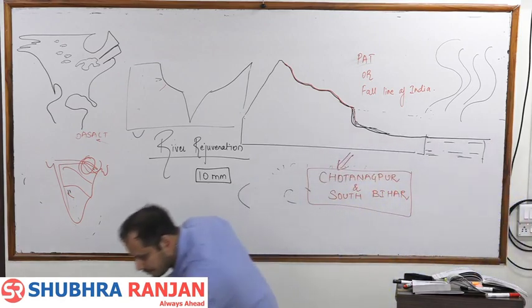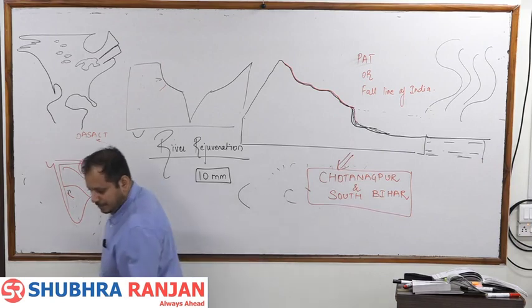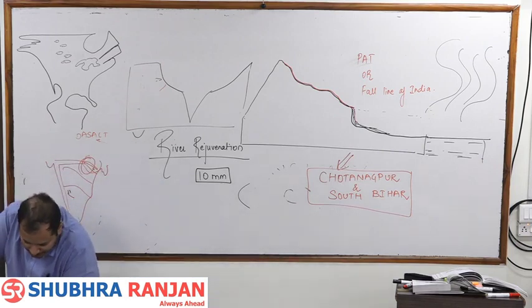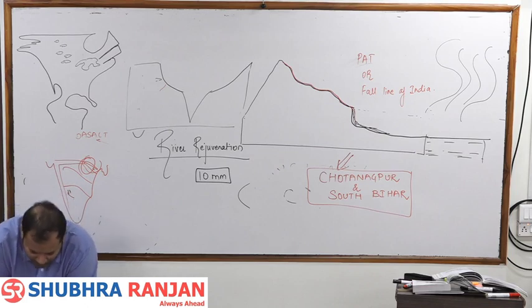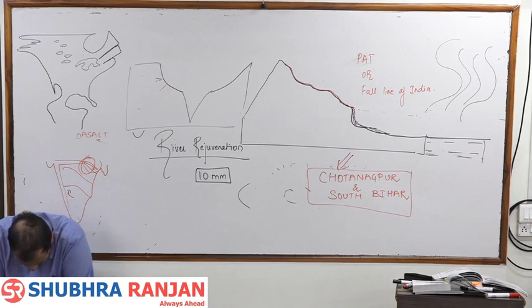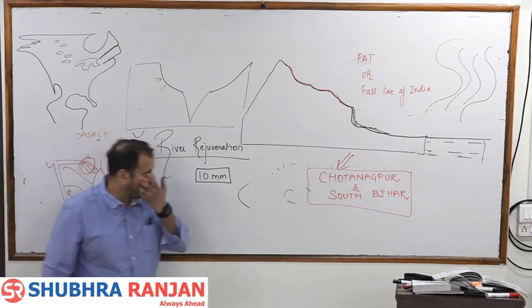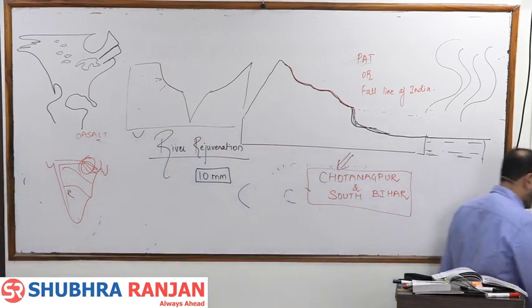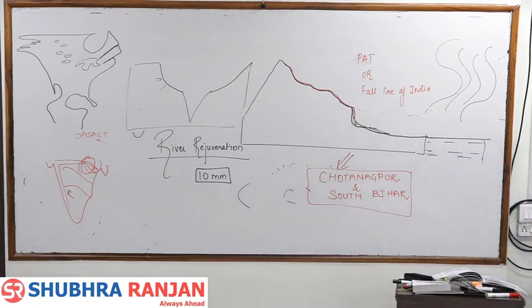So, river rejuvenation, subsequent river rejuvenation, that is an increase in the erosion capacity of a river. We will study this topic separately; it is in our syllabus separately. Increase in the erosion capacity and intensity of a river. Or in other words, old topography becomes young again.